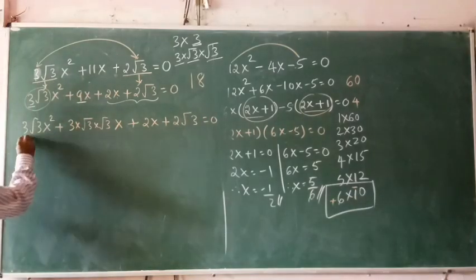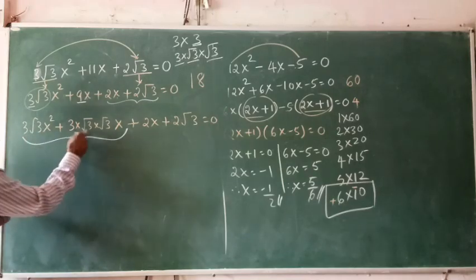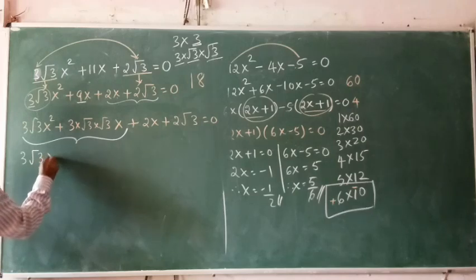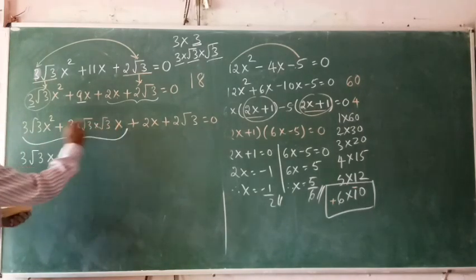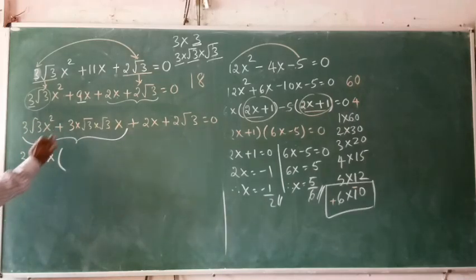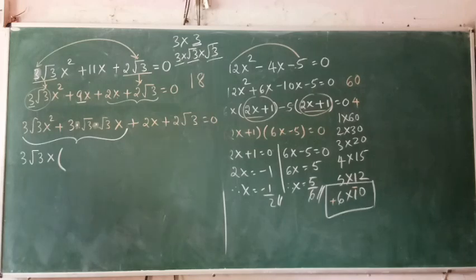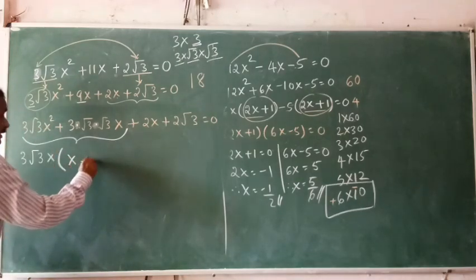Now see, out of these two, what can I take as common? Here also 3 root 3 is there. Here also 3 root 3 is there. I can take 3 root 3 x as a common because here also x is there. Here also x square is there. So x is a common. This is into, my dear children. 3 root 3x is a common. What is left inside? X plus.